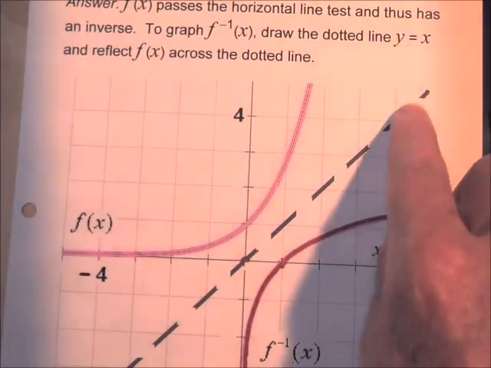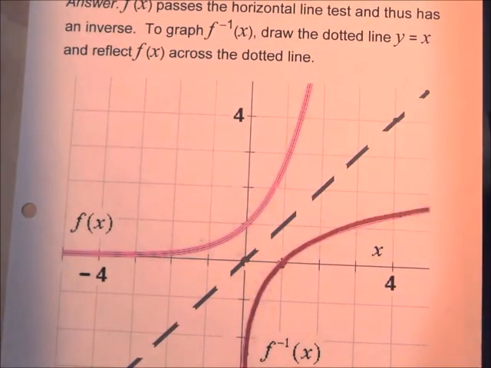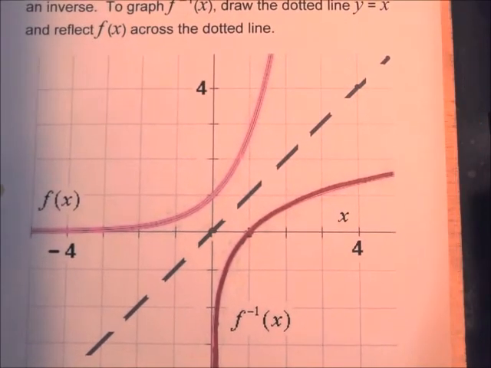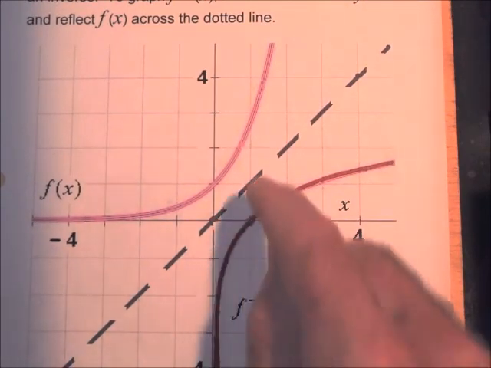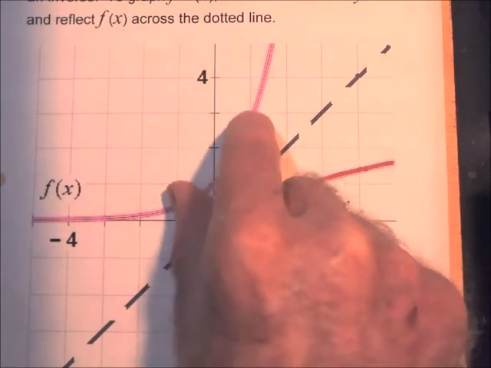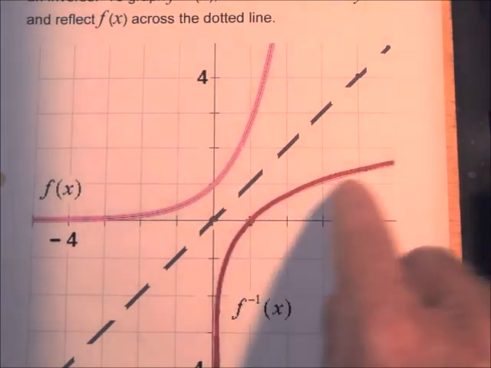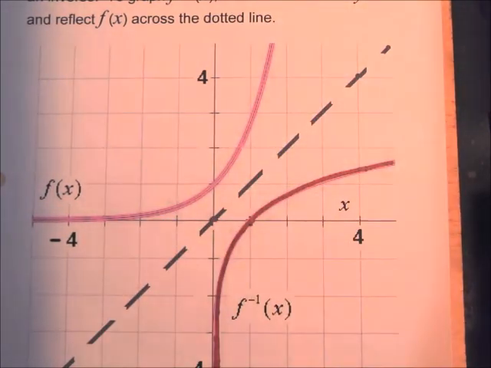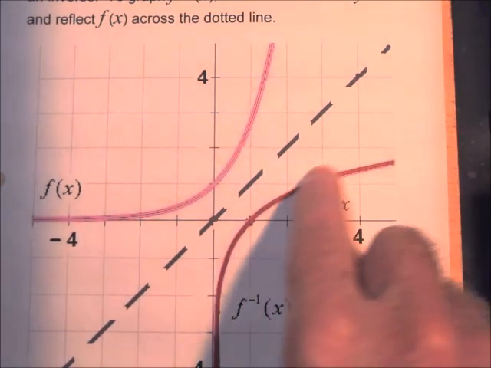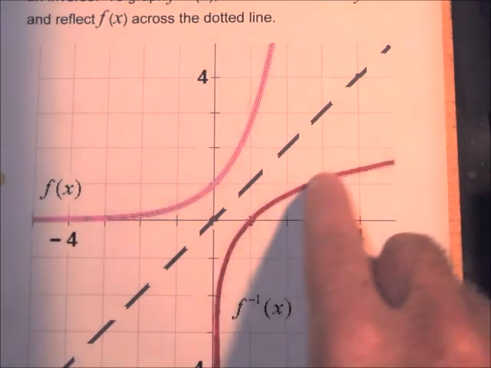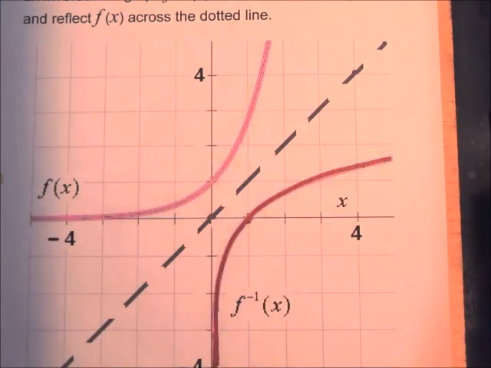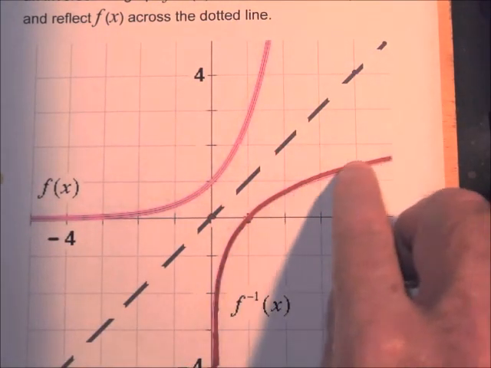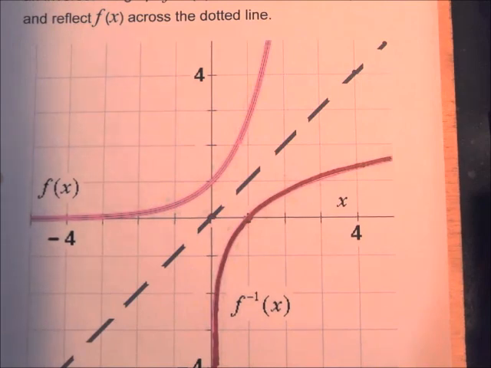So this dotted line here is where y is equal to x. Remember, for the inverse, we're basically switching the roles of x and y. So the inverse is just going to be the mirror image of this function if we flip it across this dotted line here. And I drew the inverse in a darker color to distinguish it from the original function here. So this would be f inverse here. And that concludes this presentation.